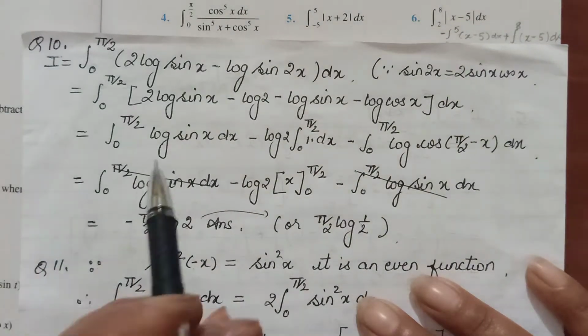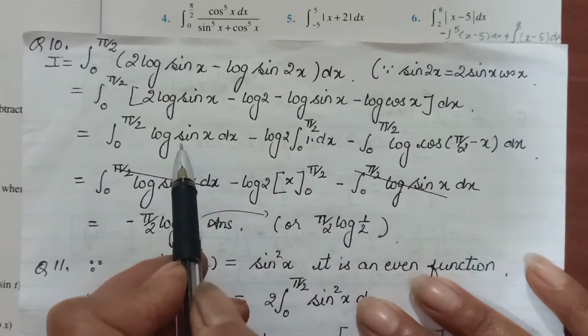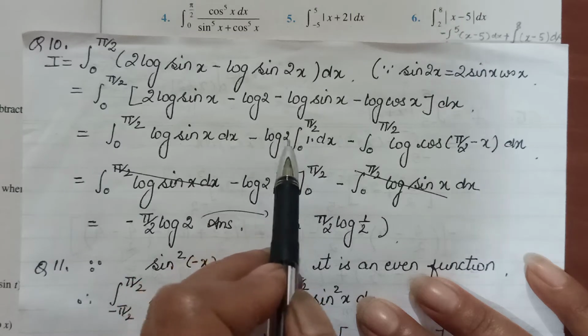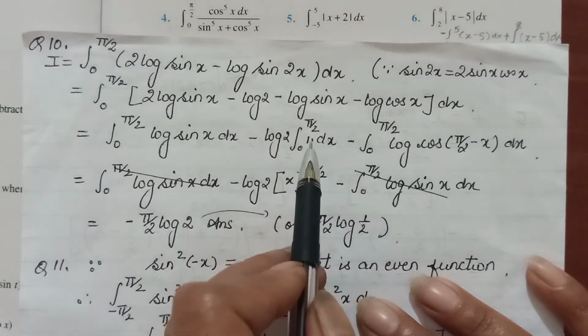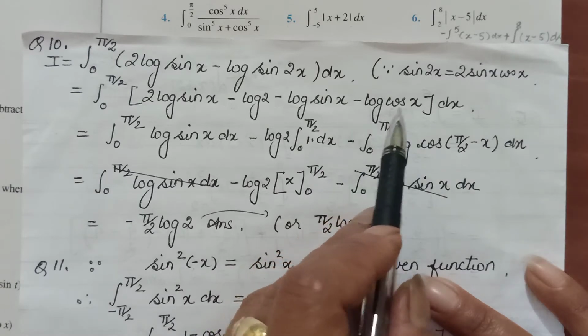Okay. Next, now you have 2 log sin x and you have minus log sin x. So put together it becomes plus log sin x. Log 2 was a scalar, I have kept that outside. So 0 to pi by 2, 1 has to be integrated. Then for this portion, minus log cos x.